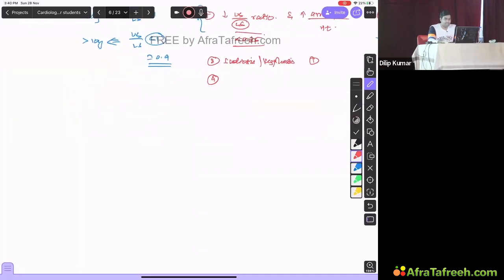Then patients can have reduced elbow extension, restricted elbow extension, which is very common, which carries another 1 point. And there are certain facial features.